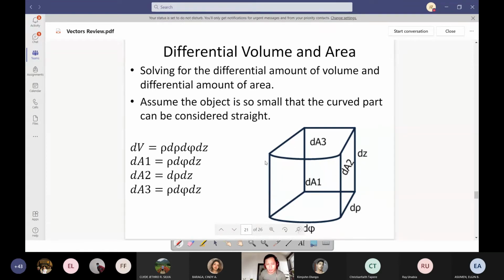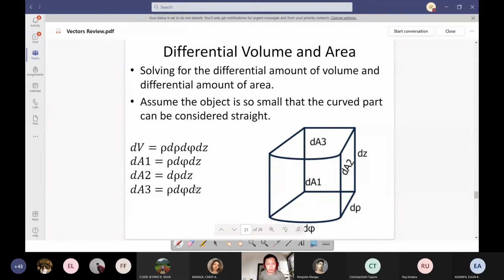How about getting the area here at the front? Again, use the dimensions. This dimension is rho d phi, and this dimension is dz. So rho d phi dz. And then for this area here, the differential area 2, its dimensions are d rho and dz. So that would be d rho dz. In differential area 3, its dimension here would be rho d phi, and this is d rho.